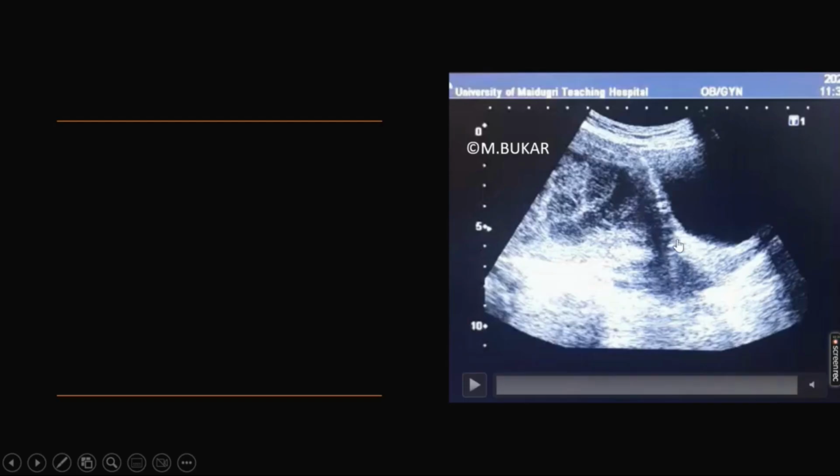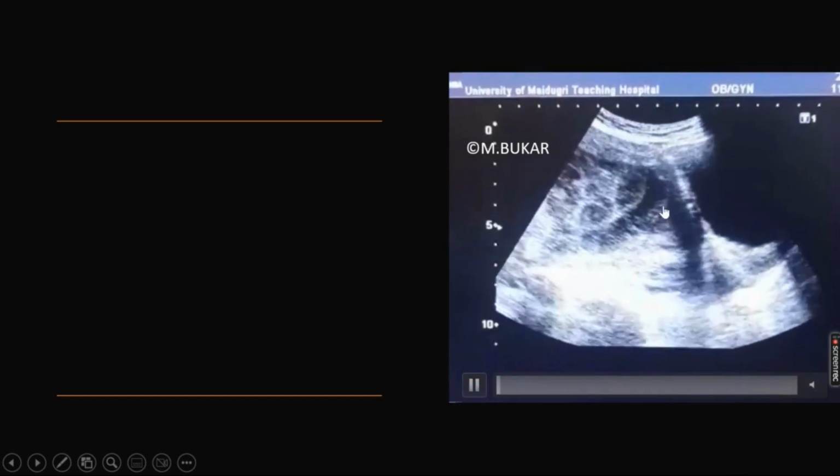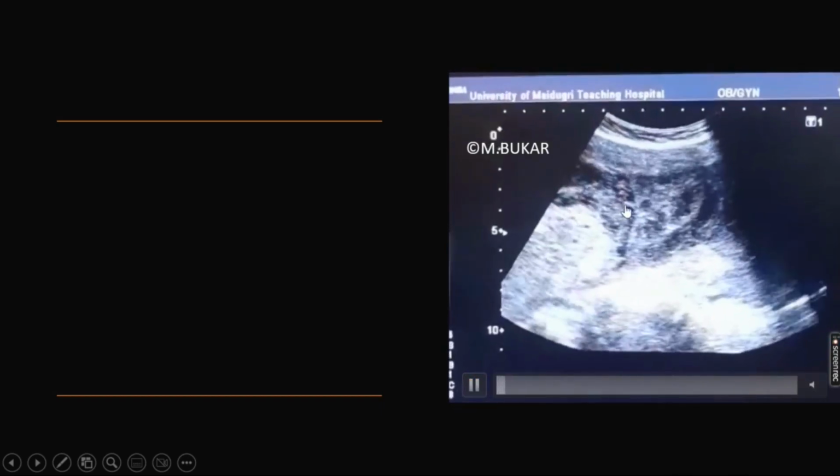This video was taken using a handset, and as one can see, the gain is high. This is the bladder, the cervix, and here are blood clots in the lower portion of the uterus. Remember, the patient had been bleeding for 26 days. So this is blood clot.